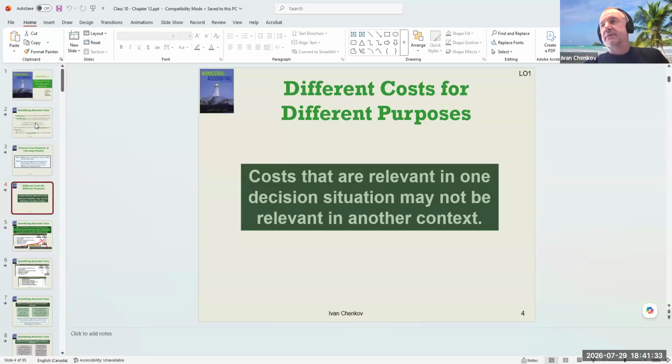What we have to remember is that a cost in one alternative can be relevant, and from another point of view can be irrelevant. Not all the costs are relevant for the same decision. And the relevance of the cost changes depending on the situation. In one context it's relevant, in the other context it's not relevant.